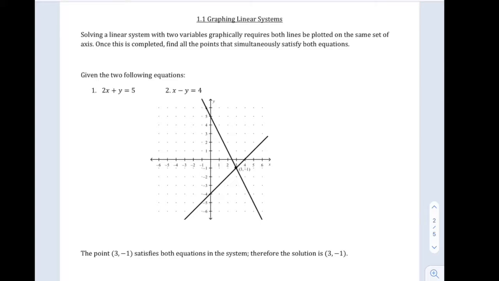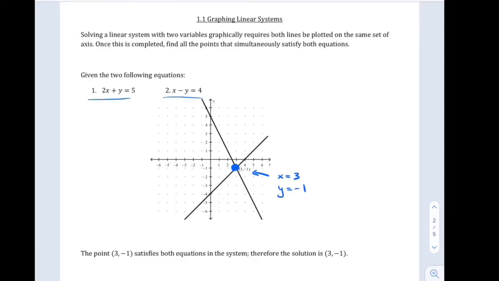So 1.1, graphing linear systems. Solving a linear system with two variables graphically requires both lines to be plotted on the same set of axes. Once this is completed, we're going to find the point that simultaneously satisfies both equations. And that's going to be the spot where they intersect, right here. If you look, it has a coordinate. The x value is 3, and the y value is -1. So both of these equations that we have at the top have been graphed.